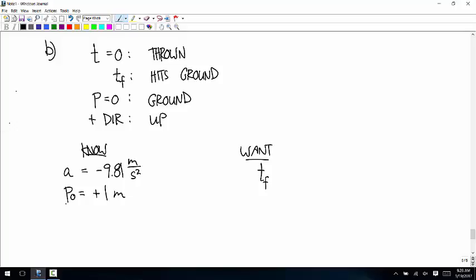Do we know the position when we're at time final? That was when our time final was when it reached the highest point, but now our time final is when it hits the ground. So 0 because it's on the ground. So P final is equal to 0. Do we know V0? That's positive 10 meters per second.